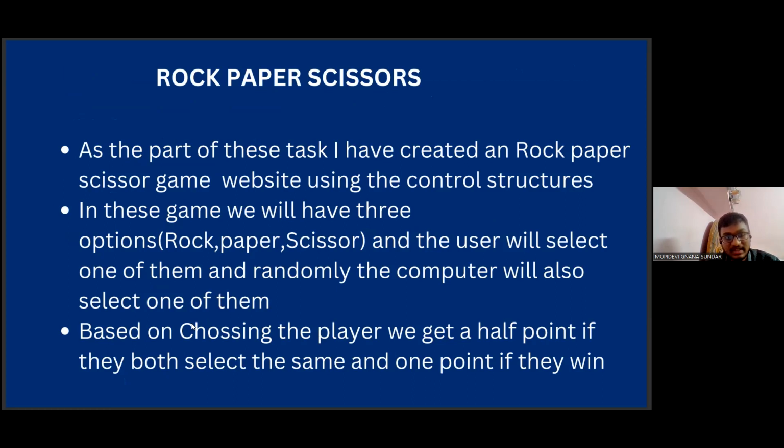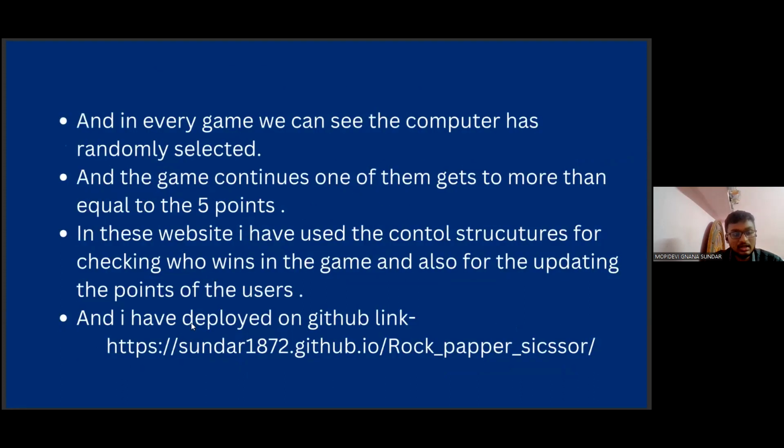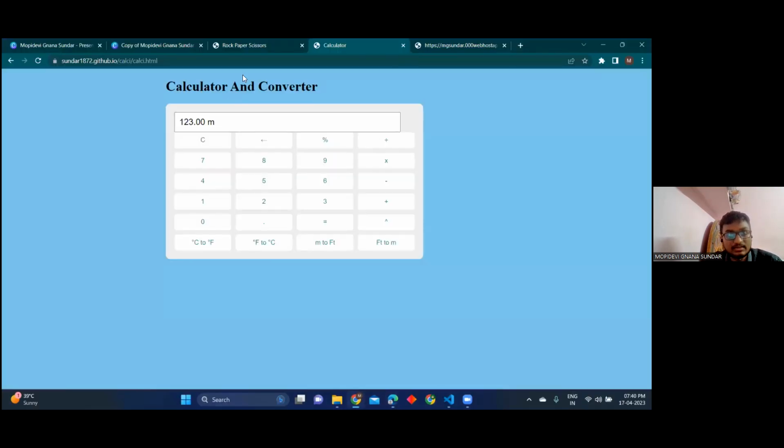Based on that, I have created a simple application where we choose between rock, paper, scissors, and the computer will randomly also choose one of these. Based on the scenario, we'll either get a point, lose a point, or get half a point. This app will run until one of them gets 5 points. That's how I created it, and then I deployed it on GitHub. I will show the application which I created.